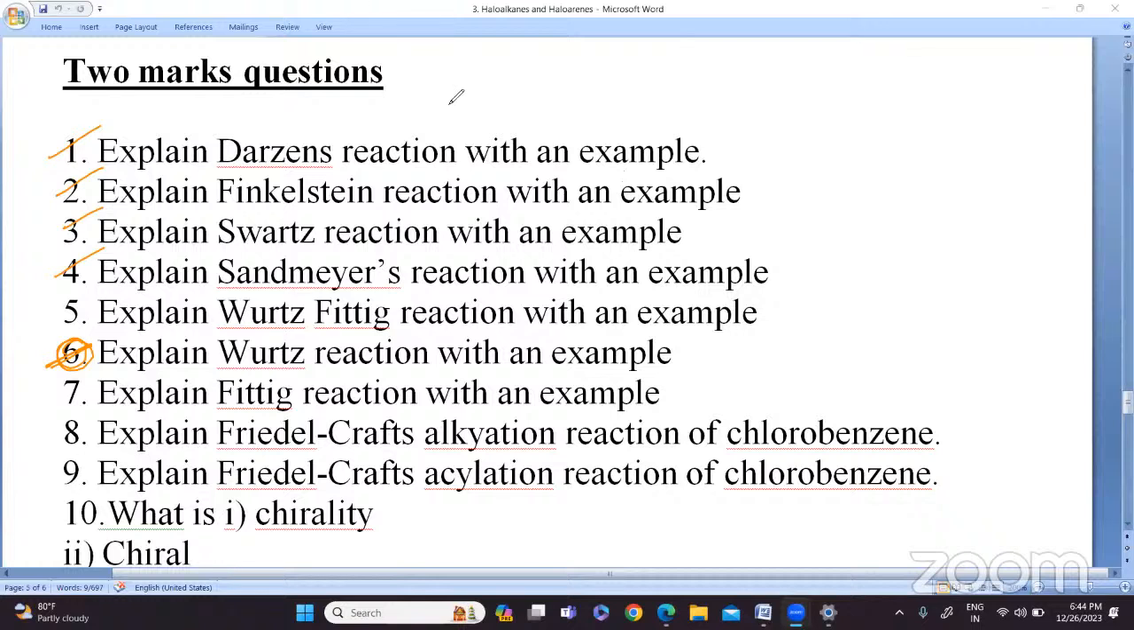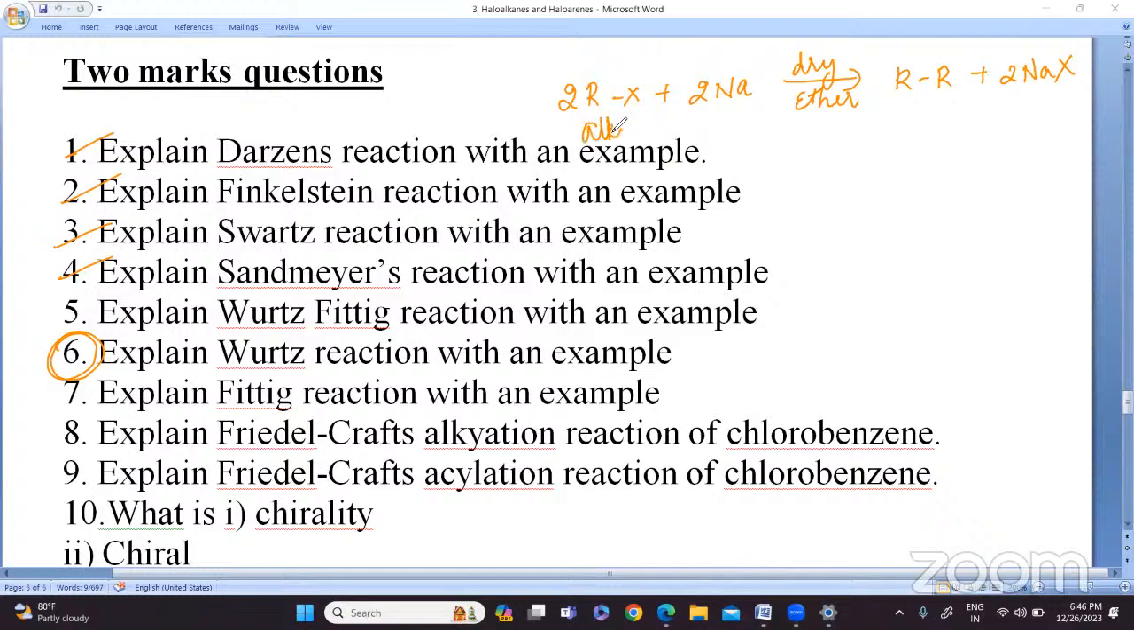Wurtz reaction. So alkyl halides. When RX plus, I'll take it like this, 2RX plus 2Na in the presence of dry ether gives you R-R plus 2NaX. So this is our which reaction? Wurtz reaction. So what is the explanation? Alkyl halides react with sodium in the presence of dry ether to form higher alkanes. So this is the general reaction.